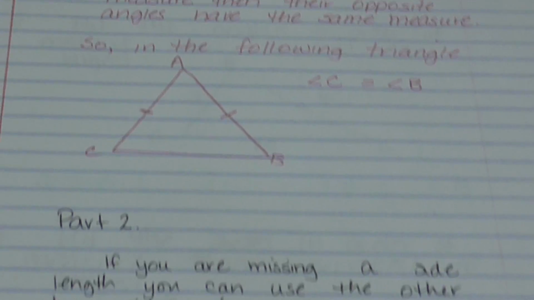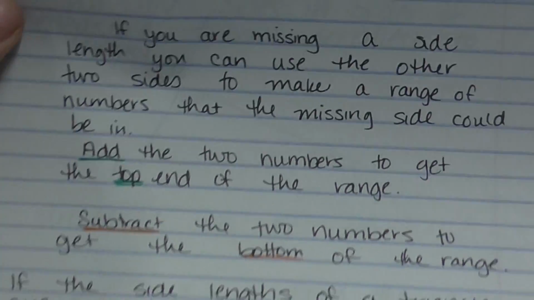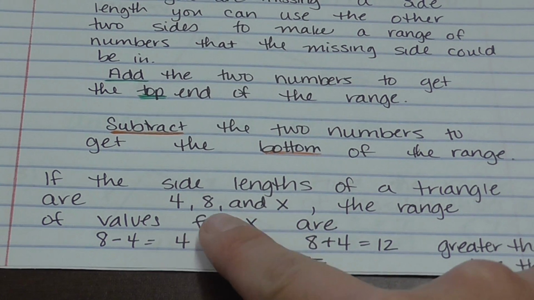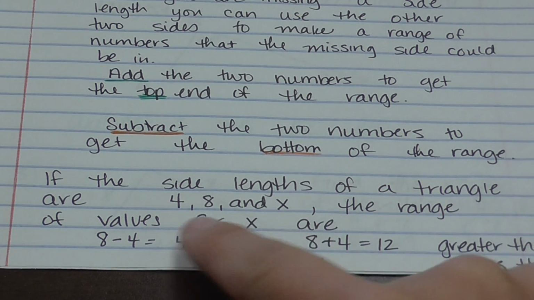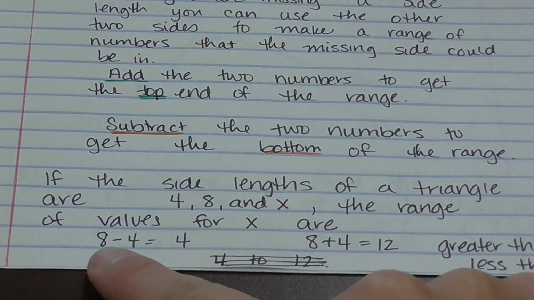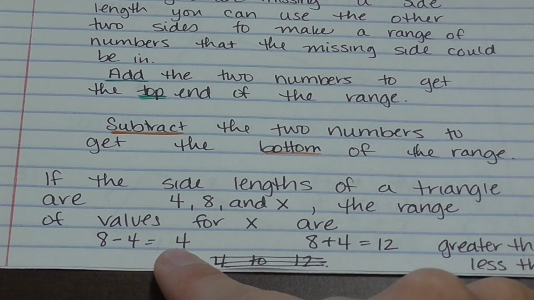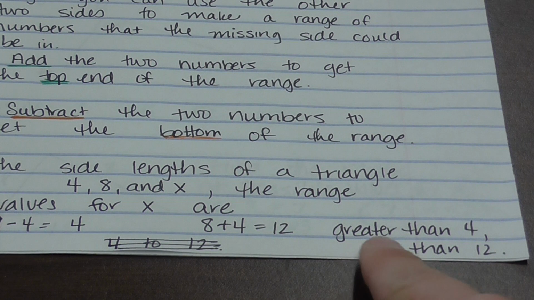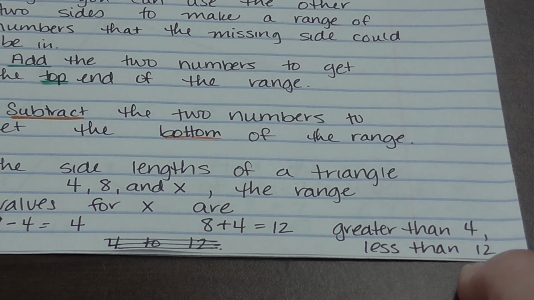So an example of what it would be, and there's the notes. An example of what it would be is if the side lengths are 4, 8, and x, the range of values for x are, you start with 8 minus 4, and that's 4, and 8 plus 4, and that's 12. So that means your range is it's got to be greater than 4 and less than 12.